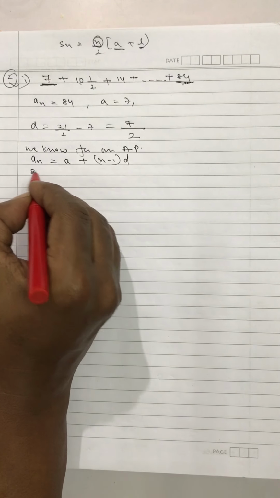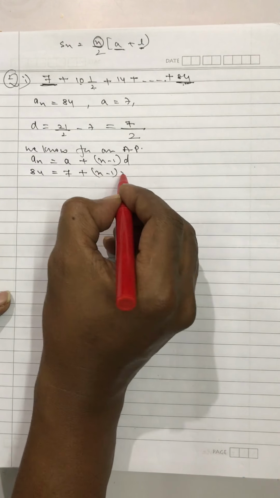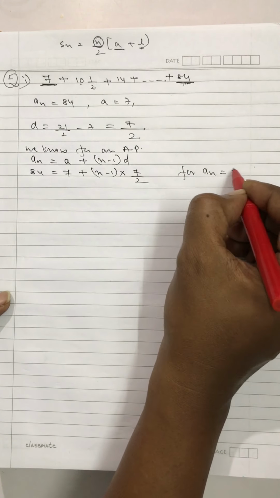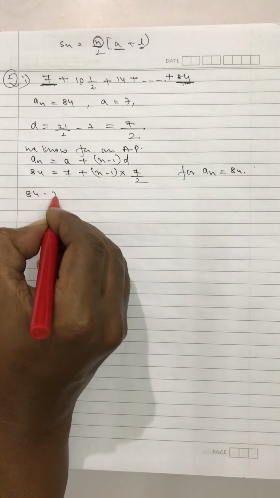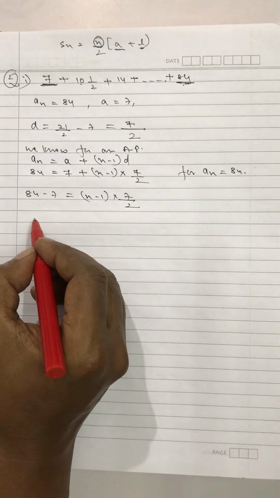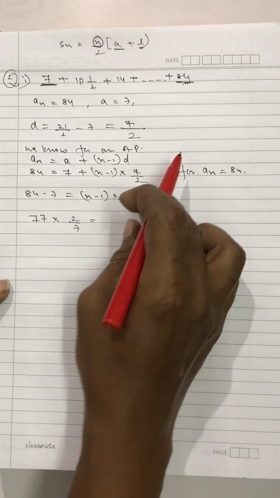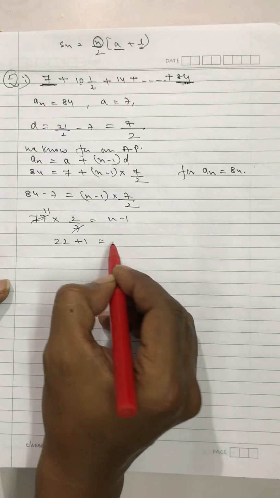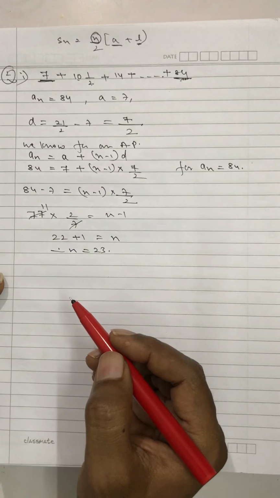For an is equal to 84, we don't know n. This will give you 77, and then into 2 upon 7, because the 7 upon 2 shifts over here. Now we have come to know that 84 is the 23rd term.